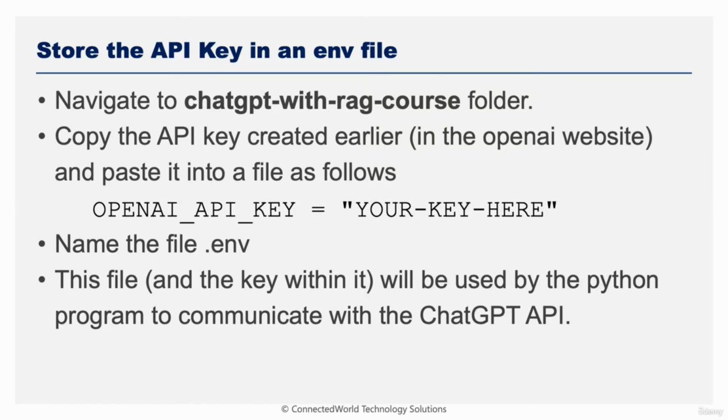Store the API key in a .env file. Navigate to the ChatGPT with RAG course folder. Copy the API key created earlier in the OpenAI website and paste it into a file as follows. Name the file .env. This file and the key within it will be used by the Python program to communicate with ChatGPT API.